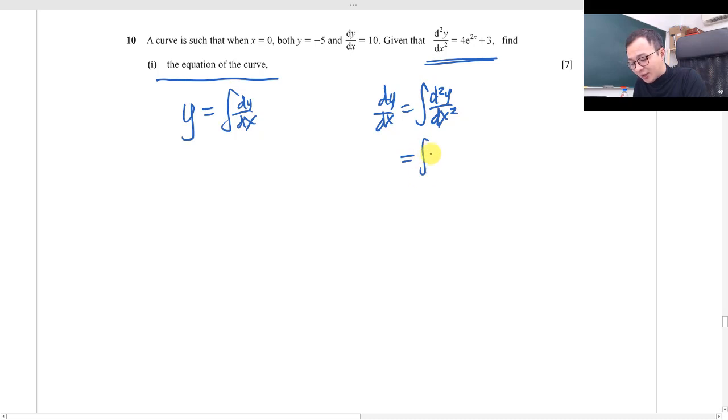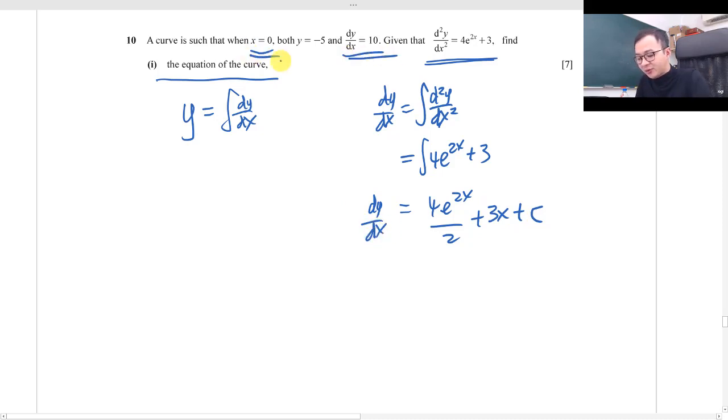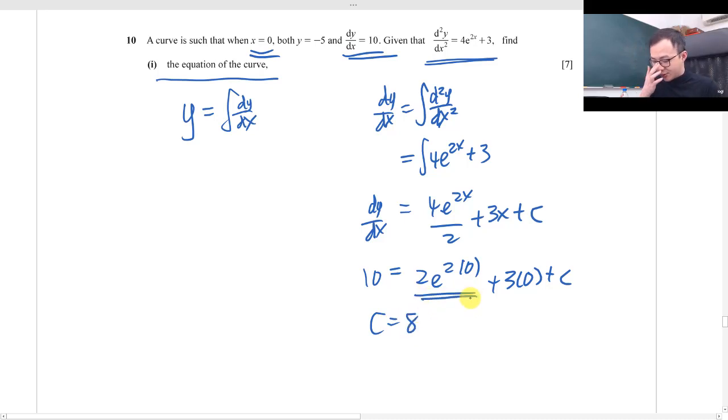If I integrate 4e^2x plus 3, I get 4e^2x over 2 plus 3x plus c. So this is dy/dx. This is the reason why they give you this value, to help you find your c value. This is 2e^2x, and x is 0, so I can plug in the 0 here, plus 3 times 0, plus c. So c should equal 8, because this one is 2, right? So c equals 8. Therefore my dy/dx is equal to 2e^2x plus 3x plus 8.